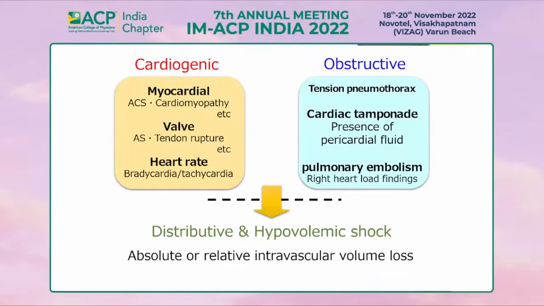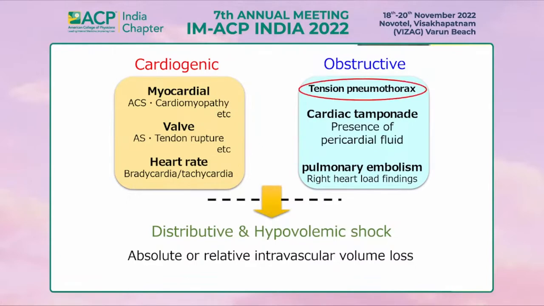This figure shows the four taxonomies of shock assessment. First, we evaluate for cardiogenic and obstructive shock. The reasons are that the treatments are very different and they are more urgent. Next, we evaluate hypovolemic shock and distributive shock. These conditions are absolute or relative intravascular volume loss. Of course, if the cause of the shock is obvious, treat the cause regardless of this flow.